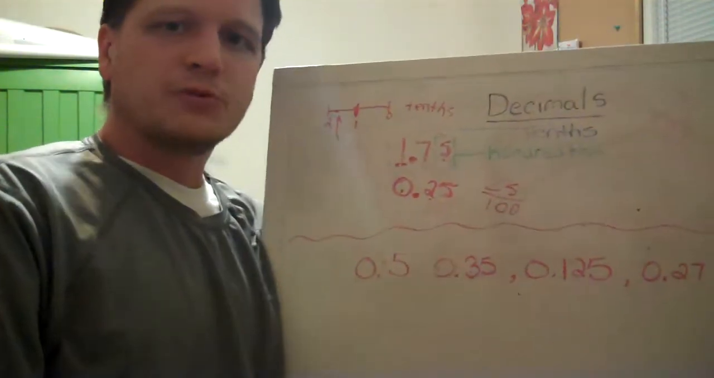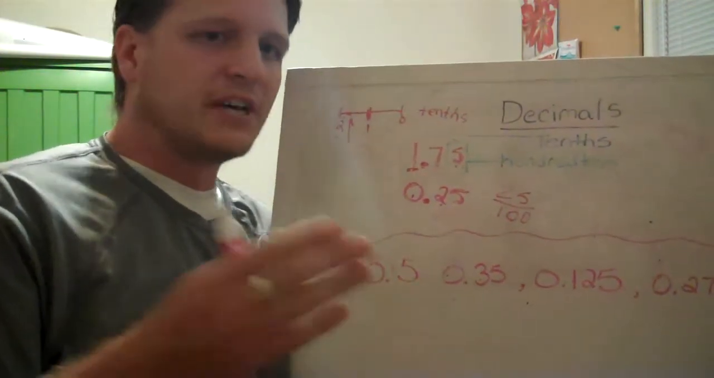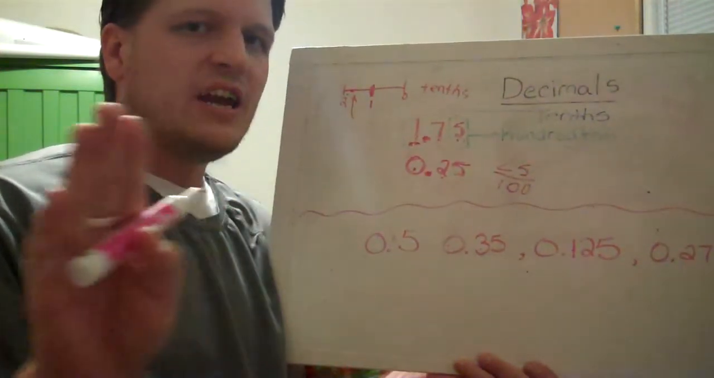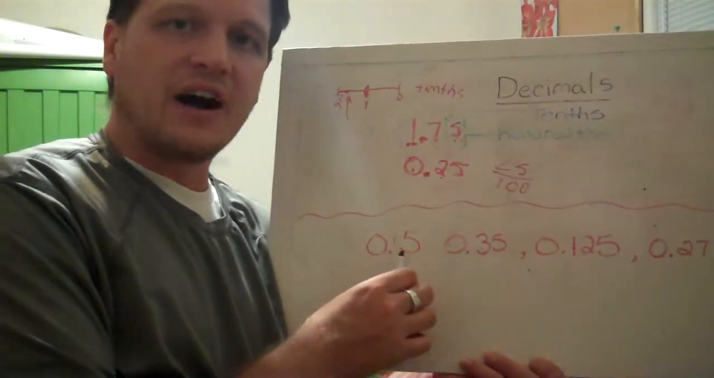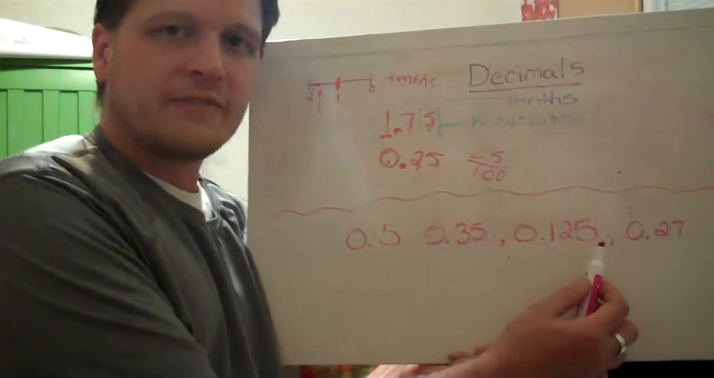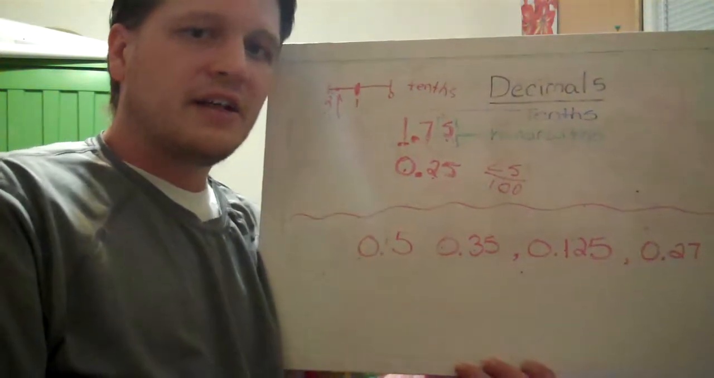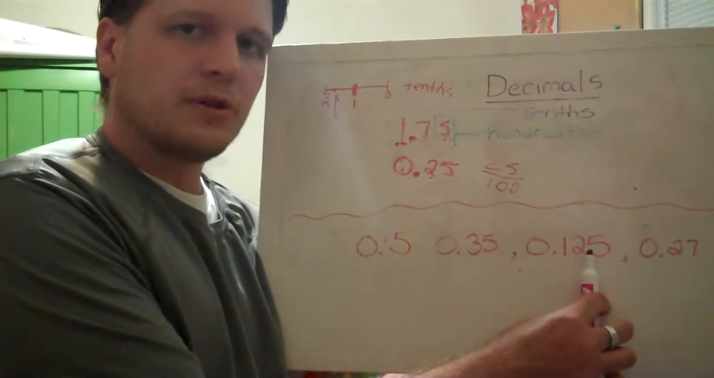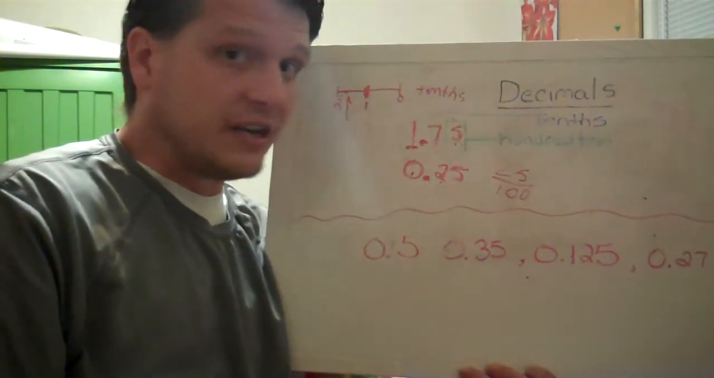Now we're going to take the things that we just learned about place value and decimals, and order some decimals from least to greatest, okay? Before we order any numbers, let's take a look at them. We have 0.5, 0.35, 0.125, and 0.27. Students I've had in the past make the misconception of thinking that the more numbers you have behind the decimal, the larger the number is. That is a misconception, and it is not true.